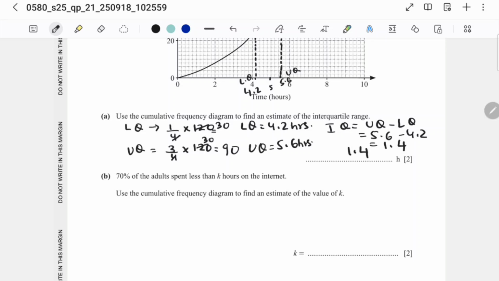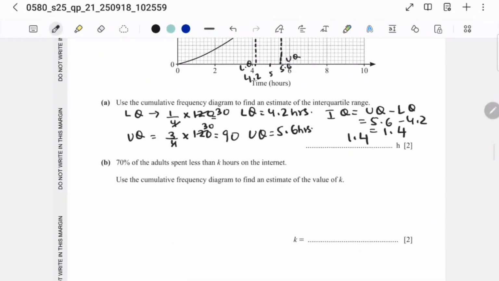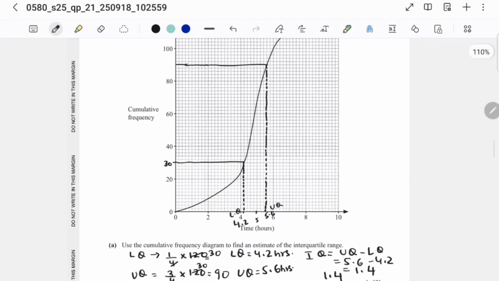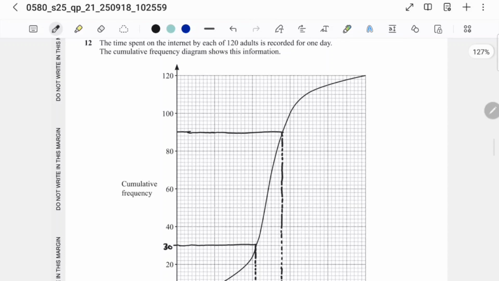Okay, now 70% of the adults. So adults are total 120, so we are going to find out how many they are. 70% of 120 is 70 over 100, then multiply by 120. Now cancel: 7 times 12 is 84. Just check in your graph where 84 is intersecting. Okay, so this is 80, 82 is the second one, and it is 84.